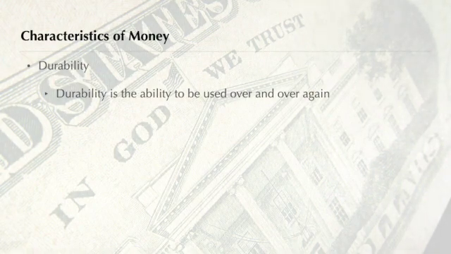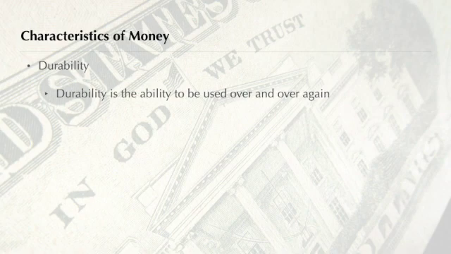Now that you know what money does, how can you determine if a particular item would work well as money? To be used as money, an item must have certain characteristics. The 5 major characteristics of money are durability, portability, divisibility, stability in value, and acceptability.